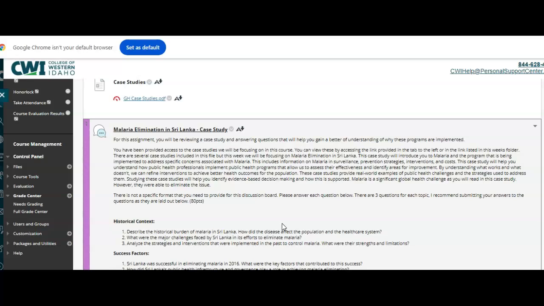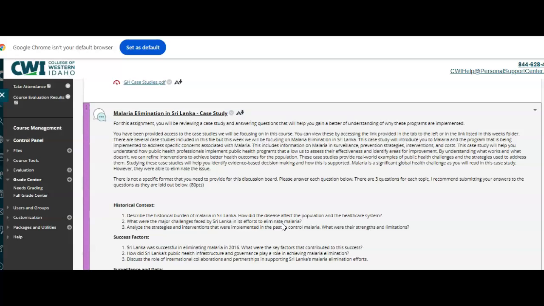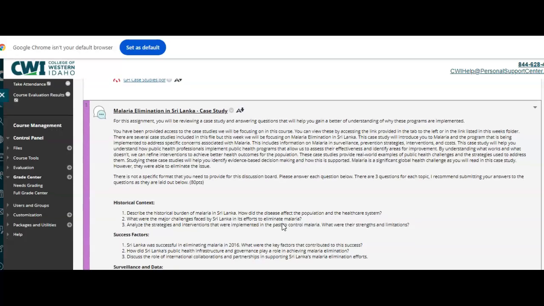By understanding what works and what doesn't, we can refine interventions to achieve better health outcomes for the population. These case studies provide real-world examples of public health challenges and the strategies used to address them. Studying these case studies will help you identify evidence-based decision-making and how this is supported. Malaria is a significant global health challenge, as you will read in this case study.